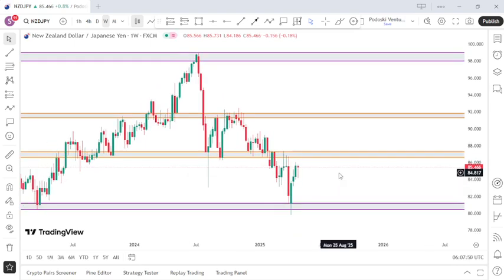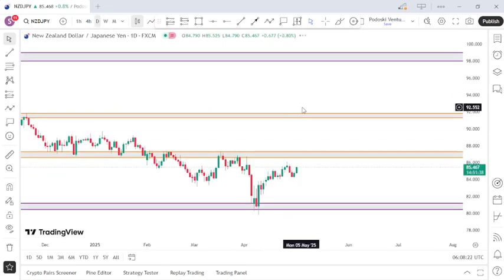So if price on the monthly is in an uptrend and we are seeing a downtrend on the weekly, we just have to wait for the weekly time frame to also change structure. If the weekly time frame is able to change structure to bullish, from bearish to bullish, then we take a buy on NZDJPY. So let's go through the other time frames and prepare for this setup.